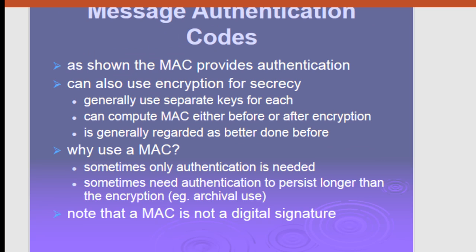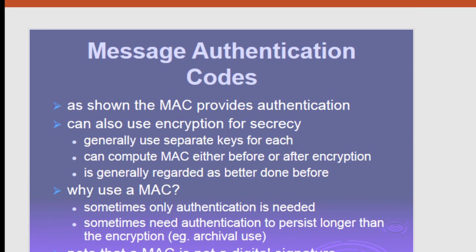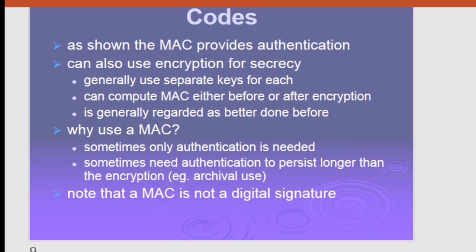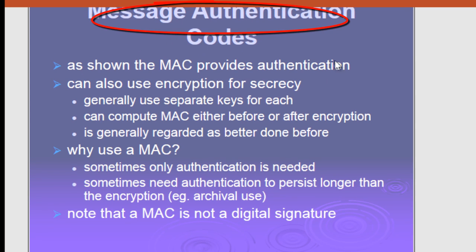Now let us see more about the message authentication code. We clearly know that MAC provides authentication. We can also provide secrecy. To provide secrecy you have to use two keys: one key for calculating the MAC and one key for encrypting your message. You can compute the MAC either before or after encryption.